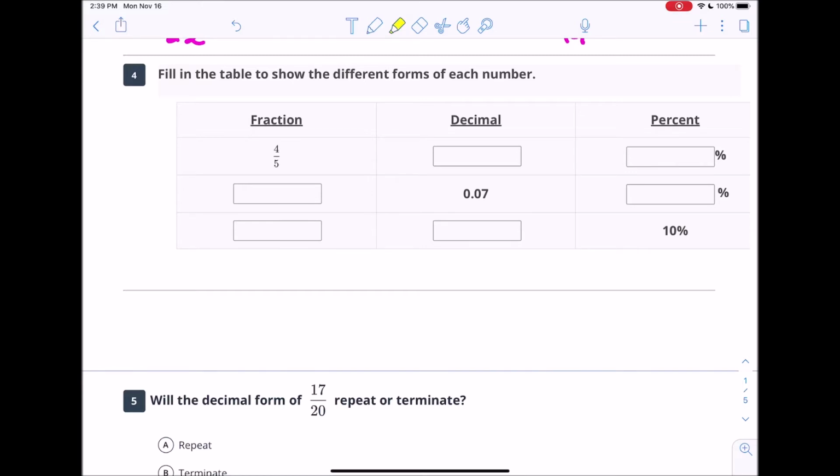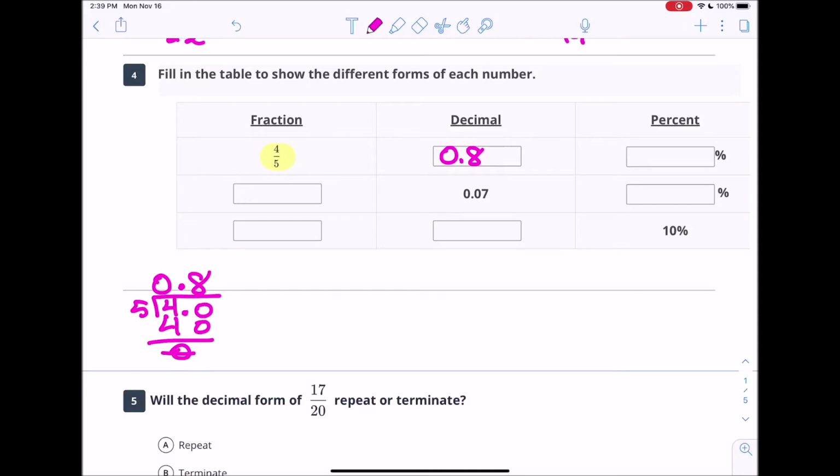And remember, that fraction bar also means to divide. So what I need to do is see how many times 5 goes into 4. It doesn't, so I add a decimal, so I can add a 0. 5 goes into 40 8 times, and that is 40 with no remainder. So that means my decimal version of 4/5 is 0.8.